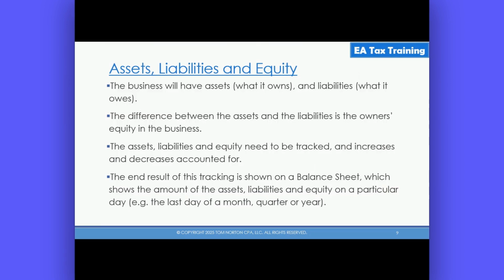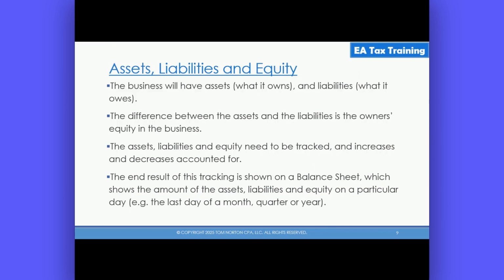The next financial statement that you will often see is called a balance sheet. So this is where we record those assets, liabilities, and equity, like we talked about with the basic accounting equation. So the business will have assets, that's what it owns, and it will have liabilities, that is what it owes. The difference between the assets and the liabilities is the owner's equity in the business. Remember, if we sold all the assets, paid off the liabilities, what's left over belongs to the owners. That is owner's equity.